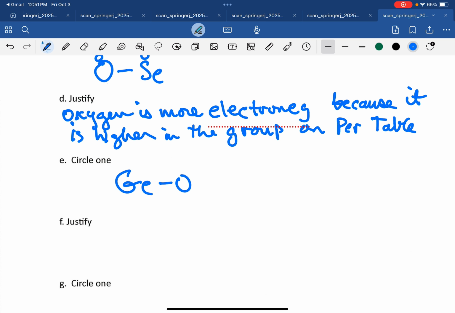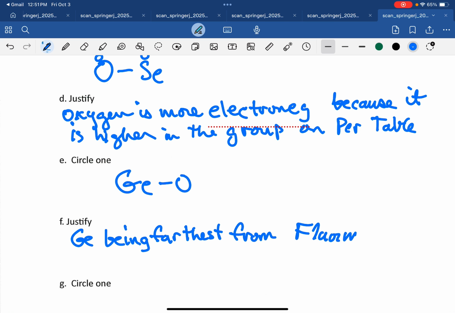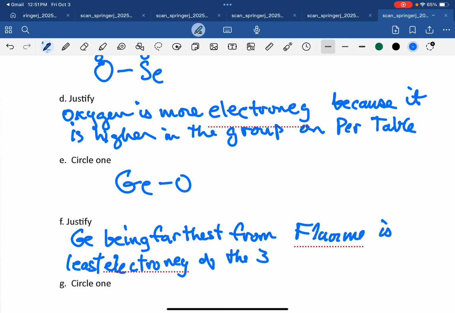Because Ge being farthest from fluorine is least electronegative of the three. So it has the greater dipole.